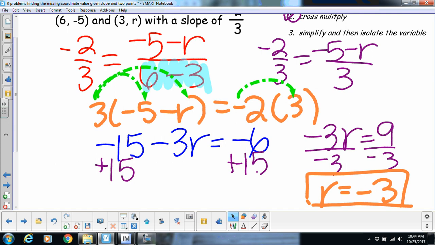So negative 5 minus negative 3 gives me negative 2. And 6 minus 3 gives me 3. What was my slope that was given to me? Negative 2/3. When I checked, I got negative 2/3, so we're good. Do you follow where you're plugging in? You have everything you need except for one value this time. So it's even easier than the rest of them. Okay? All right, try the next one.